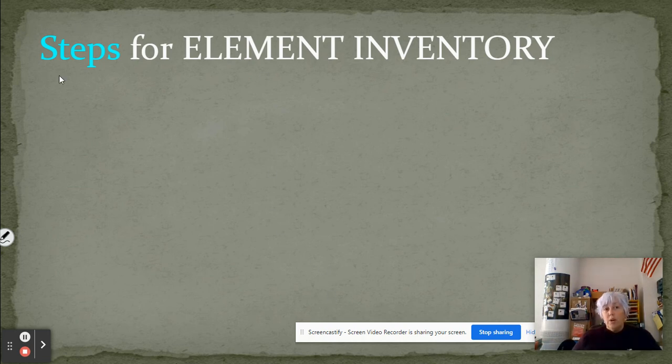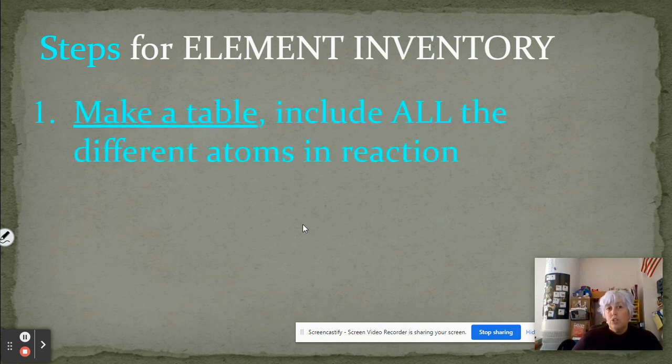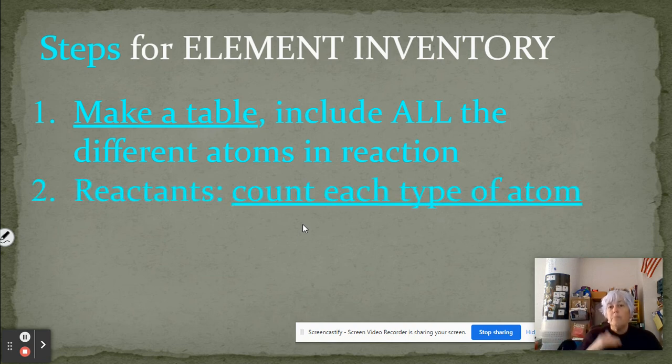All right, so our next objective is how do we do an element inventory to figure out if the equation is balanced or not? I'm going to show you how to do this in some examples here, so if it doesn't quite make sense, that's okay. The first thing you do is make a table. I like to make the table right underneath the yield arrow or in the middle of the equation because that helps me keep my reactants and products separated. After you make that table, you list all the different atoms, count up how many of each atom is on the reactant side and how many of each atom is on the product side.